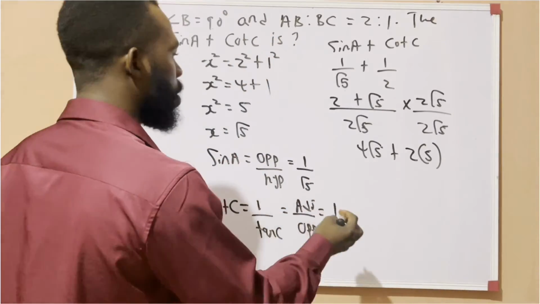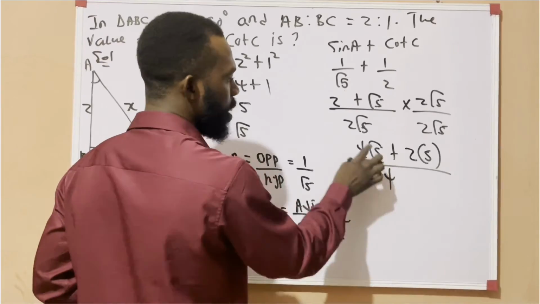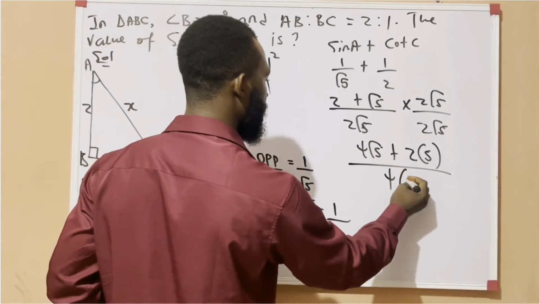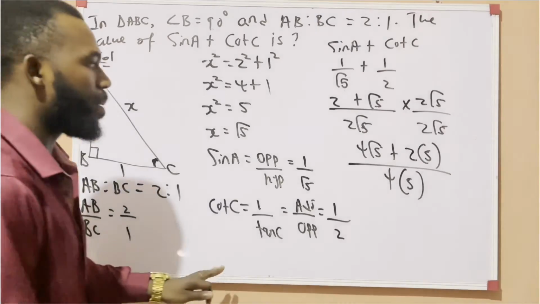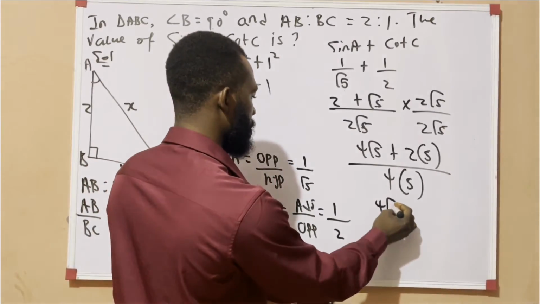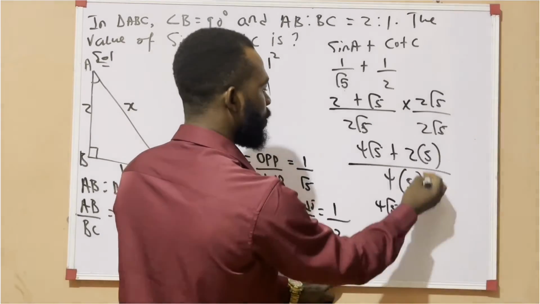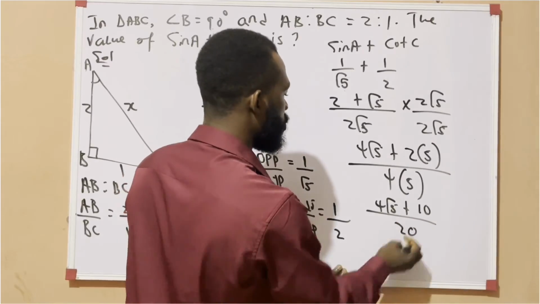So now, here becomes all over. Now, 2 times 2 gives us 4. And root 5 times root 5 again gives us 5. So without wasting time, here becomes 4 root 5 plus 2 times 5 gives us 10 over 4 times 5 gives us 20.